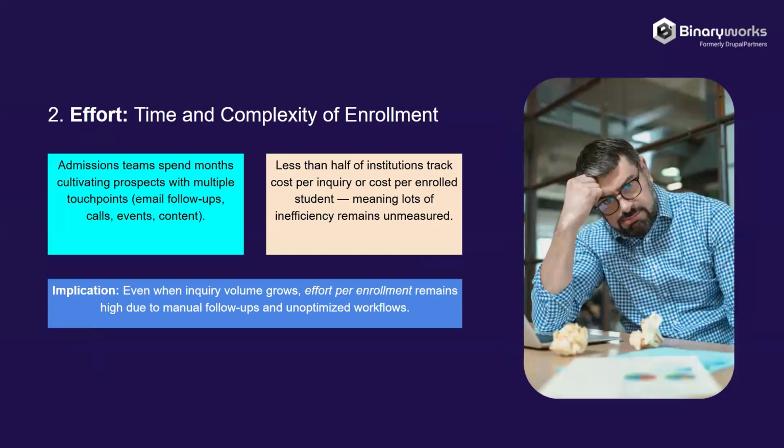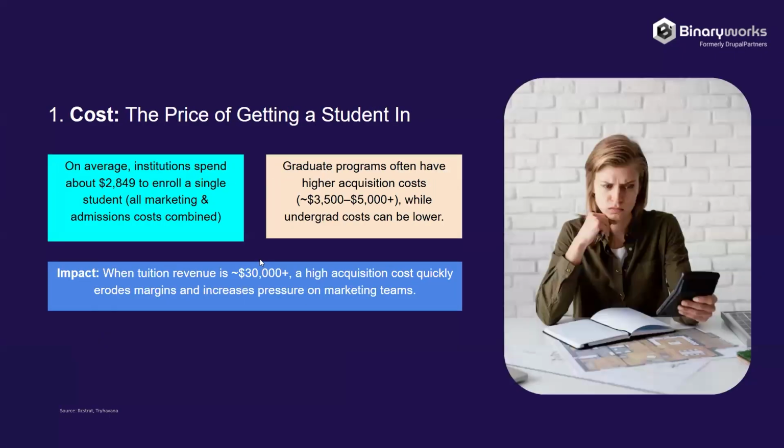On average, institutions spend close to $3,000 per enrollment. The number goes higher for graduate and professional programs. When tuition revenue looks healthy, the cost is easy to ignore. But inefficiencies at scale quickly eat into margins and budgets.